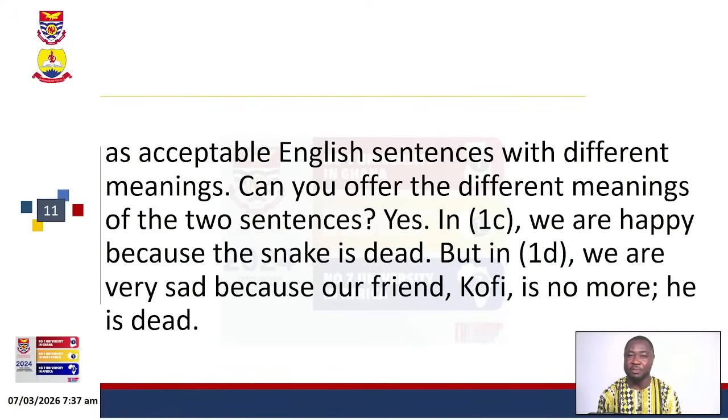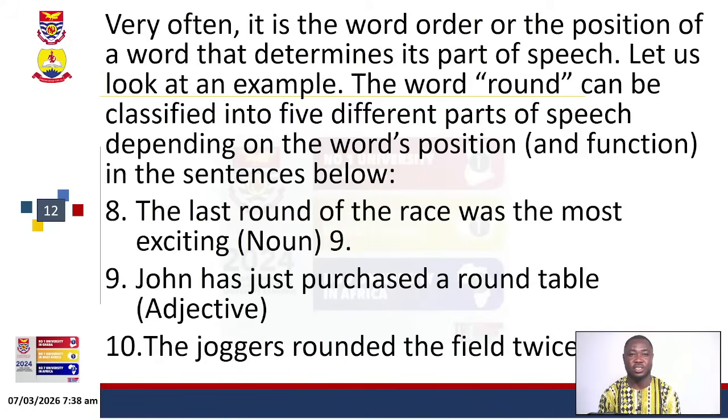Are you able to offer the different meanings of these 2 sentences? Are you able to tell? In 1C and then in 1D. Yeah, so you realize that in 1D, it is Kofi that did the action. In 1C, it is the snake that did the action. Okay? So if the snake dies in 1C, then Kofi will die in 1D. That is the difference of meaning. That ordering of the words contributes to our sentence structures.